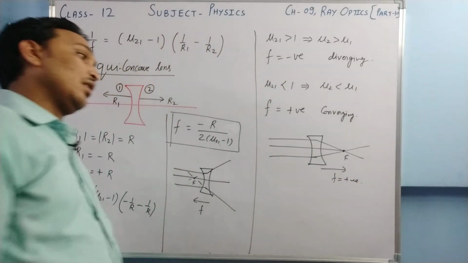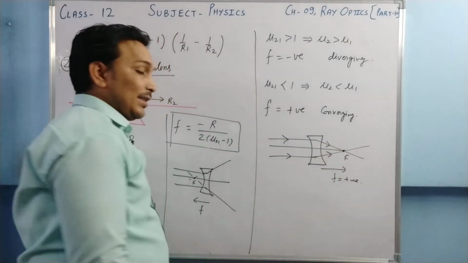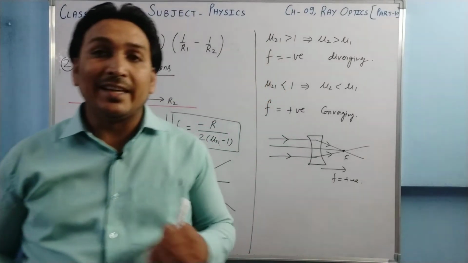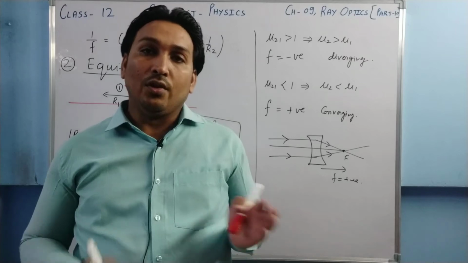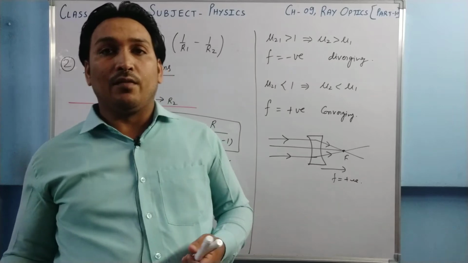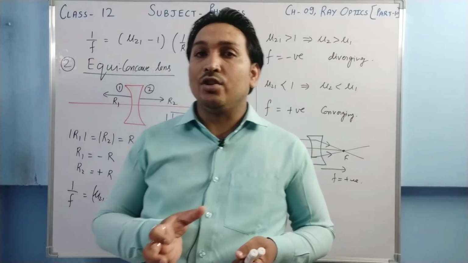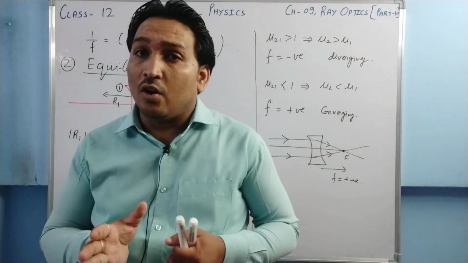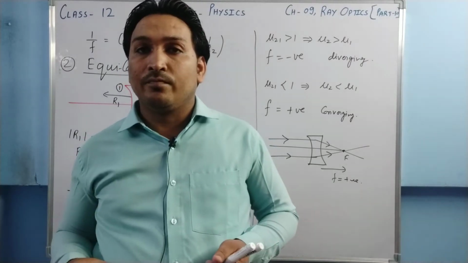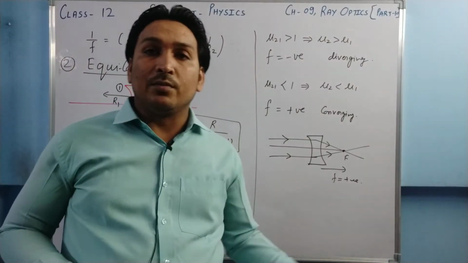How is it so? Again, the same logic. If the material of the lens is less dense, or in other words, it is rarer than its surrounding, the basic nature of the lens changes. Okay, you need to understand this. If the surrounding medium has greater refractive index and the lens has less refractive index, then the basic nature of the lens changes. A convex lens always converges? We cannot say that. It depends upon the surrounding medium. A concave lens always diverges? We cannot say that. Again, it depends upon the surrounding.